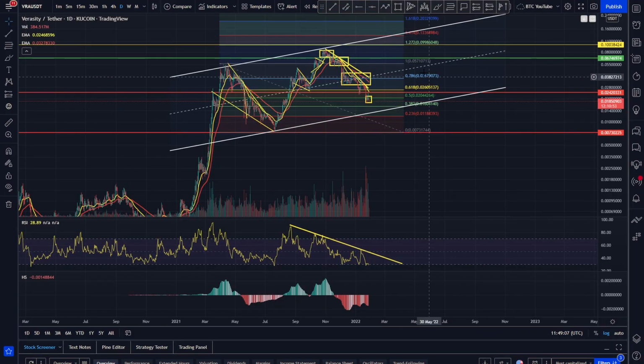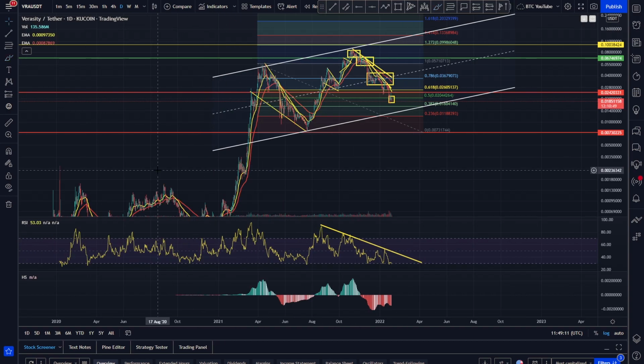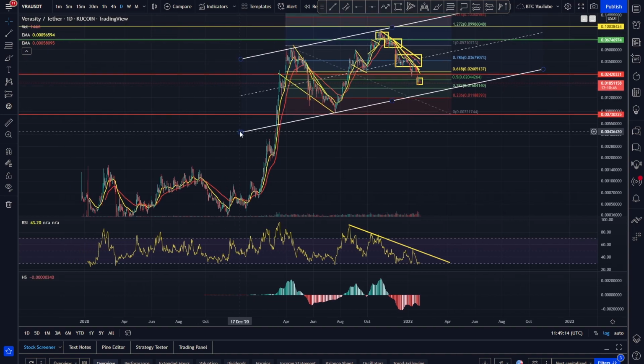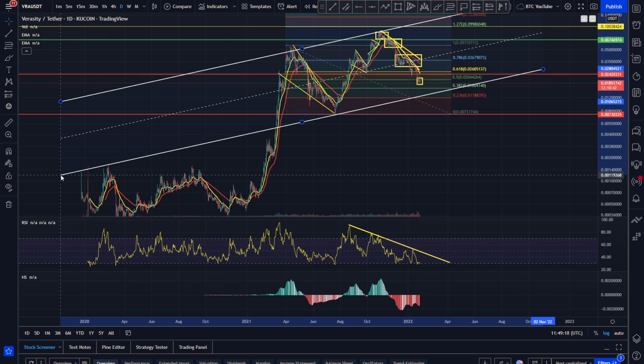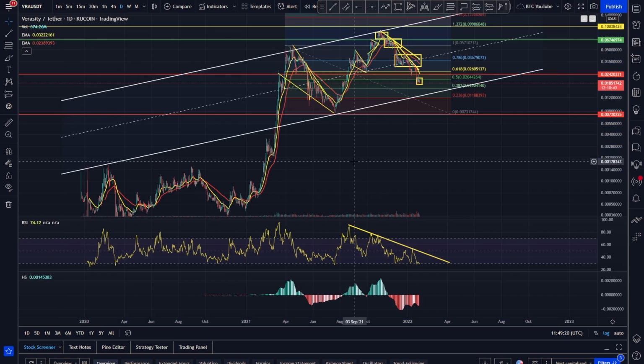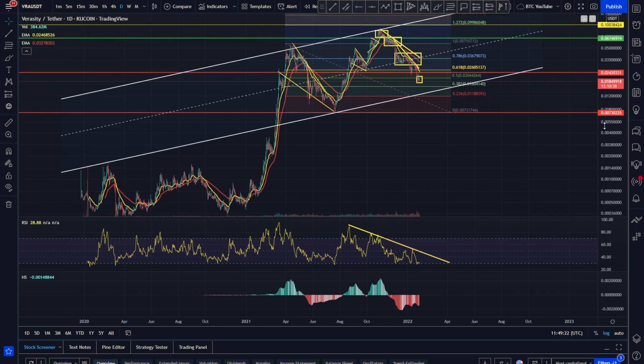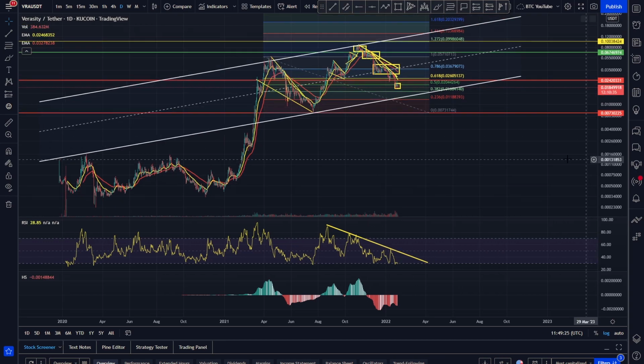So we're just taking a look at Verasity here, and as we can see, still looking good on the macro time frame. I've actually just noticed something really interesting that might be confluent. Look at that. That is really interesting, isn't it? That must be some kind of Fibonacci or something.